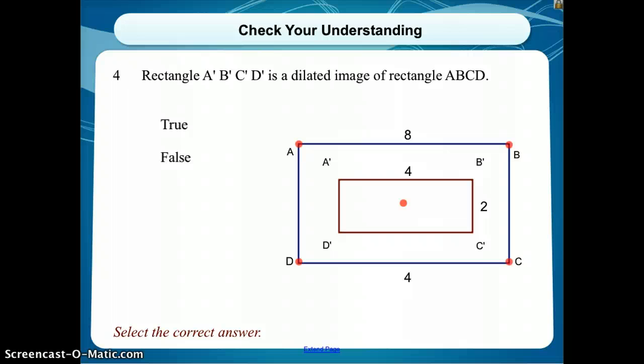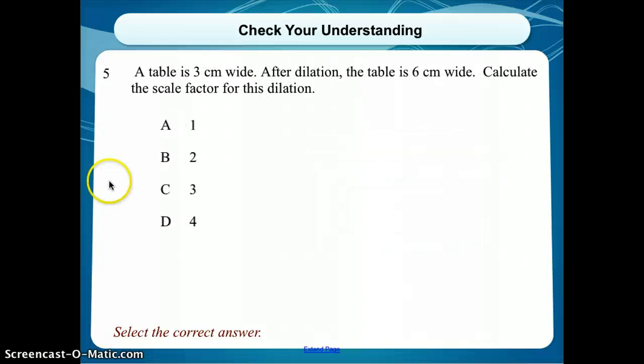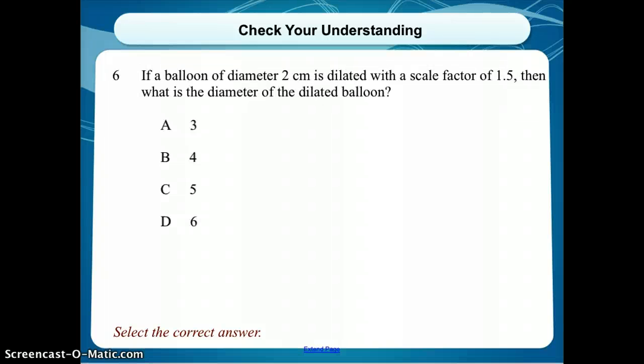The following questions are going to be at the bottom of your video. Please continue to hit pause and answer these as we go through them. Answer the question, true or false? The two rectangles shown are dilated images of each other. Next question. A table is 3 centimeters wide. After the dilation, the table is 6 centimeters wide. Calculate the scale factor for this dilation. If a balloon of diameter 2 is dilated with a scale factor of 1.5, what is the diameter of the new balloon?